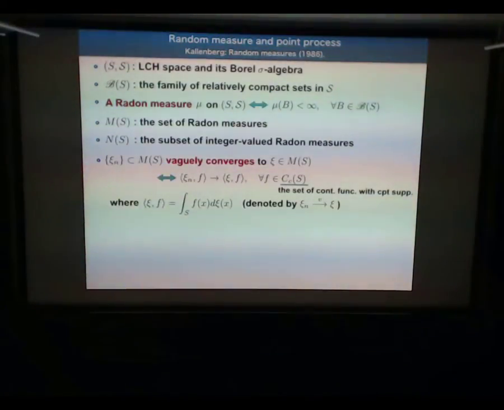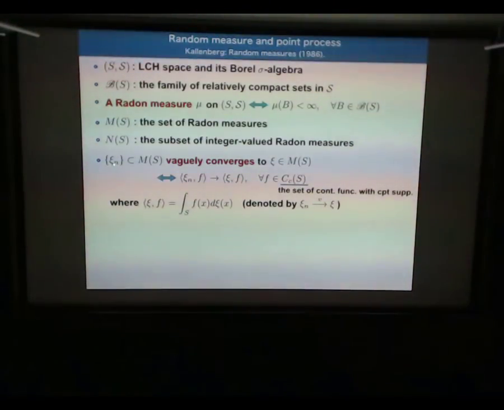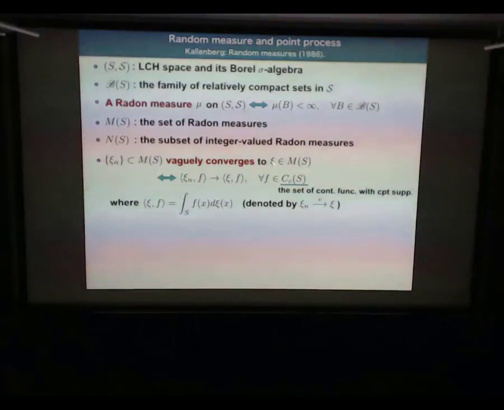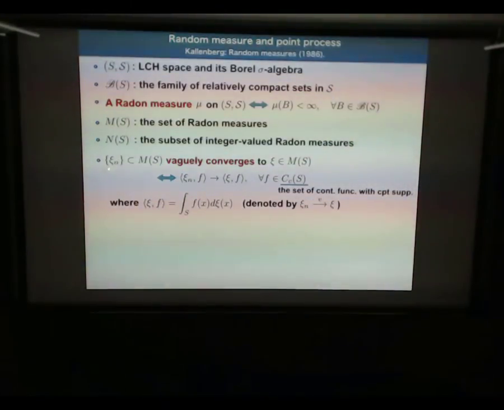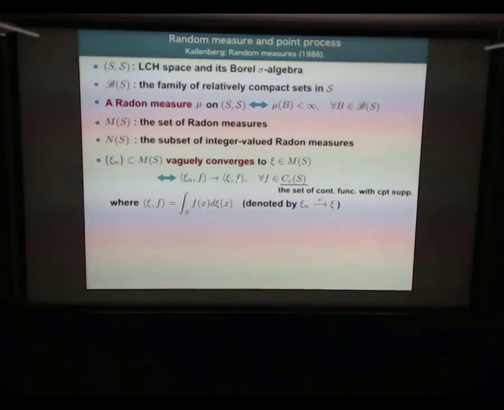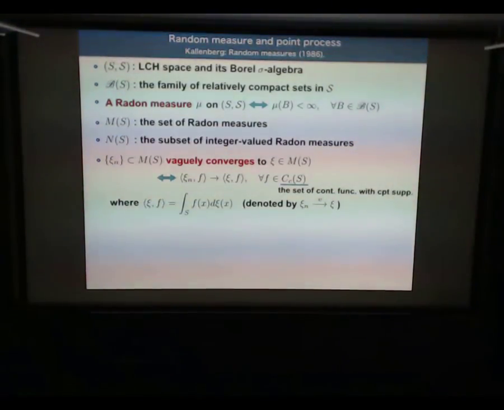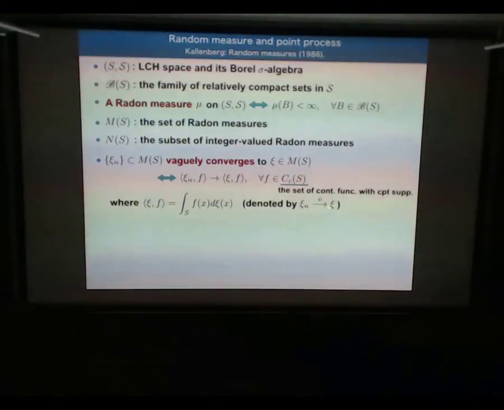Then, let me explain the vague convergence. Given a sequence of measures and a target measure, that sequence vaguely converges to Xi if and only if its integral with respect to Xn converges to the integral with respect to Xi for any continuous function with compact support. So in this sense, we are only focusing on compact subsets. And in this case, we denote it by Xn converges to Xi, with a v on the arrow.